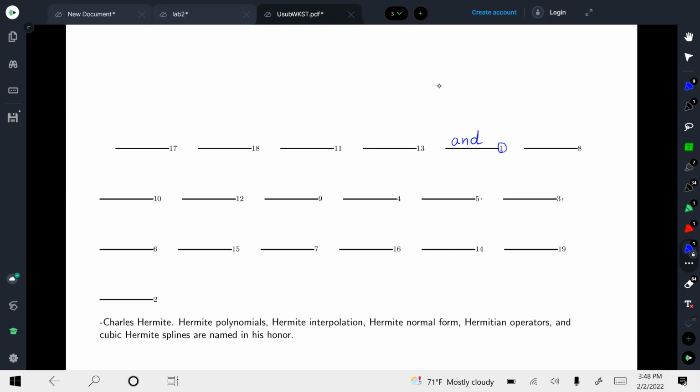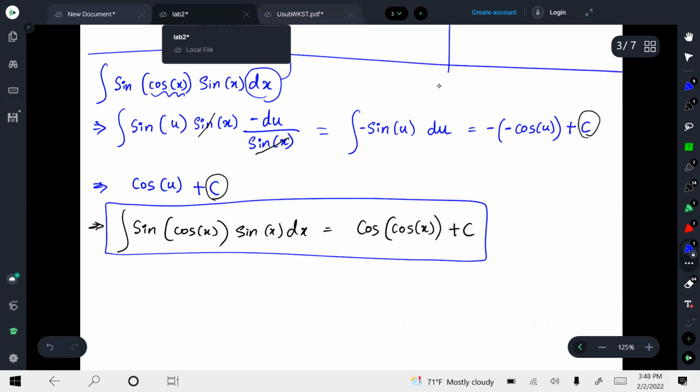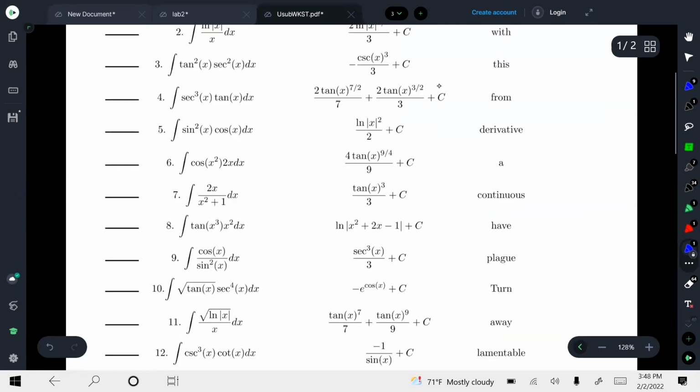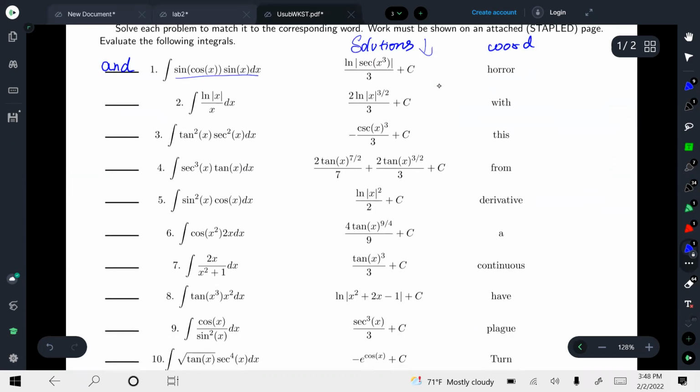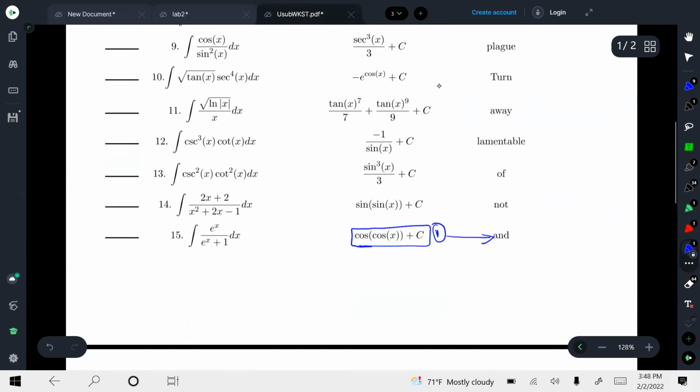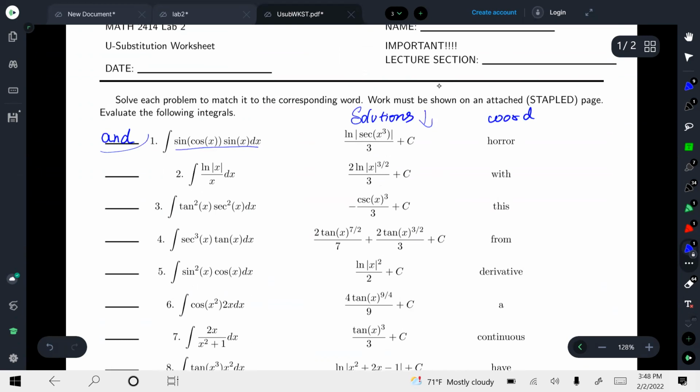Got it? I know it's slightly confusing. I'll repeat it again. Once you solve the integration, you will get your answer, right? Come back to the lab manual. This is your solution column. You have to search for that solution and match it in the solution column. We did that, right? Once you do that, you're going to copy the word which is next to that and write it next to the problem.